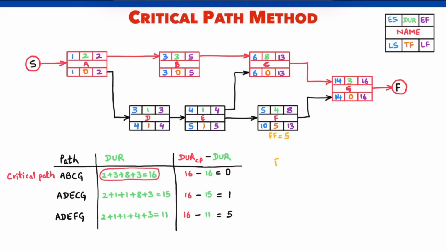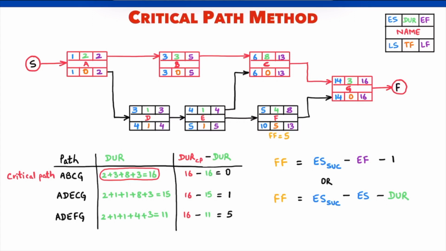Mathematically, free float of an activity equals the early start of the successor minus the early finish of the activity under consideration minus 1. There is also an alternative formula. Both will lead to the same results.